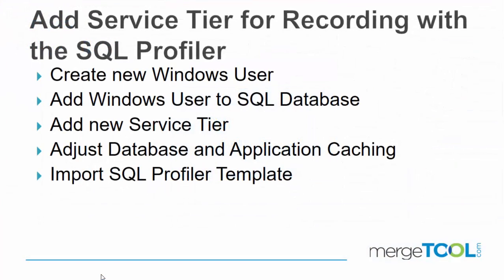Basically everything I did here, I created a new user, I added my user to the SQL database and mapped it to my database that I wanted to use for recording. Then I went and added the new service tier, adjusted the application caching, and I imported the SQL Profiler template and made the default name or login name the one that was the new Windows user.